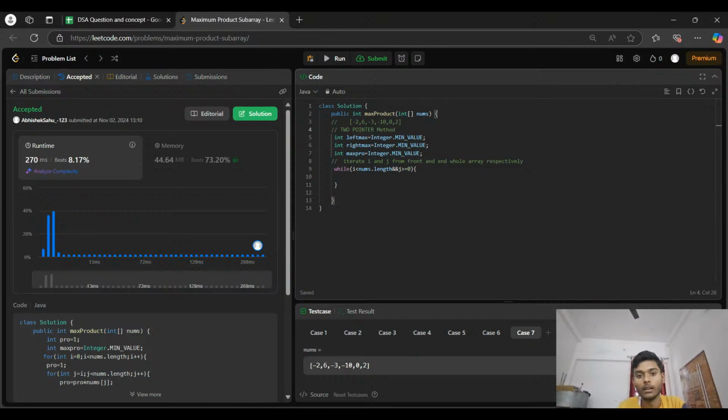Then we need to give a value: int I equal to 0 and J equal to nums dot length.